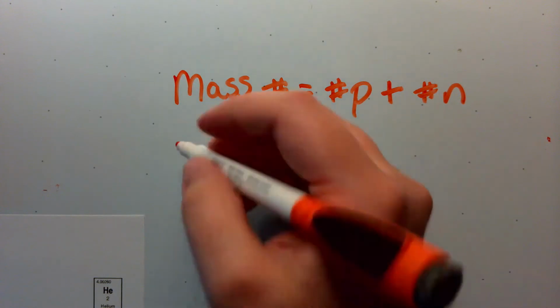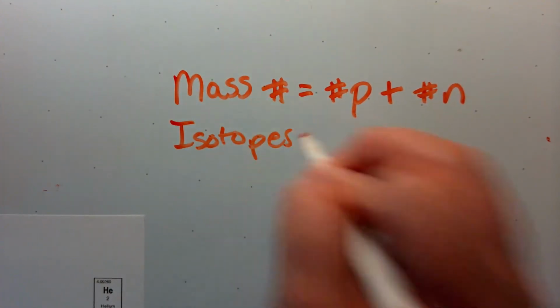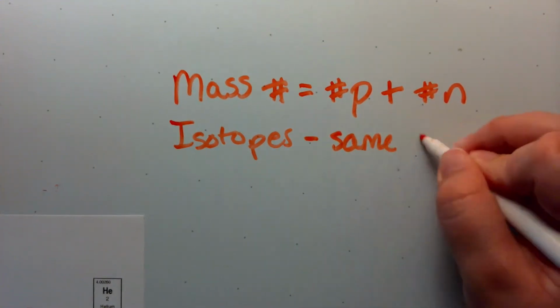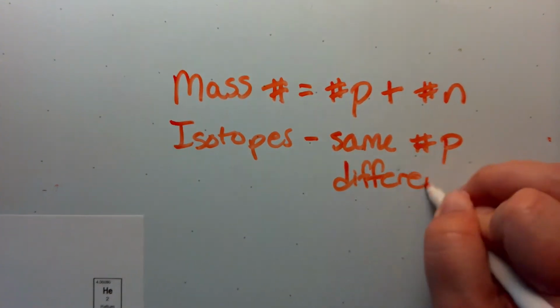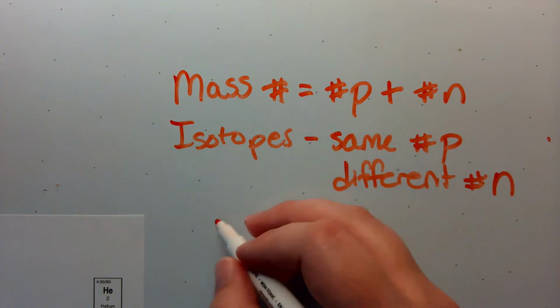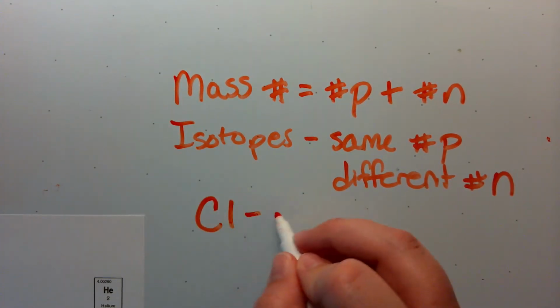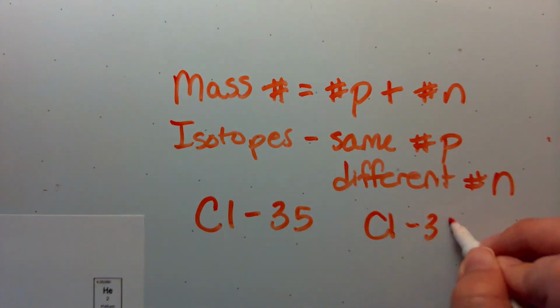So we have something called isotopes, and isotopes of an atom have the same number of protons but a different number of neutrons. So if they have a different number of neutrons, that also means they're going to have different mass numbers, right? So I'm going to give you 2 examples. I'm going to give you 2 isotopes of chlorine. So chlorine with a mass number of 35 and chlorine with a mass number of 37.